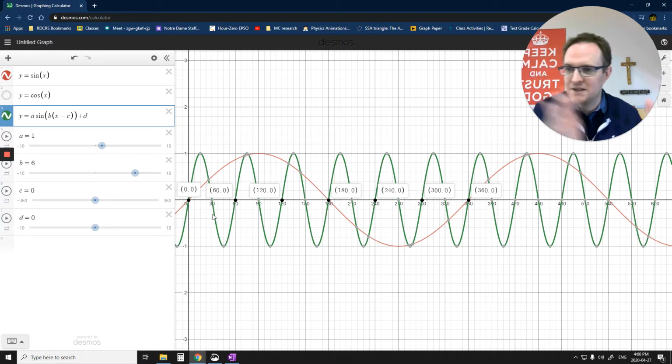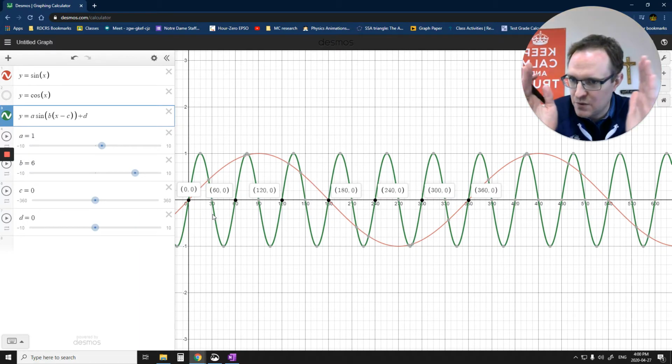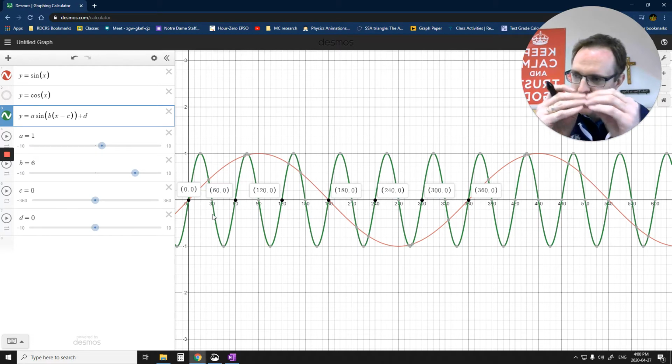So it also changes my zeros too. All my zeros have also squished in as well, right? Because the zeros were on the x-axis. I'm stretching about the y-axis, so they are stretched in or squished in as well.